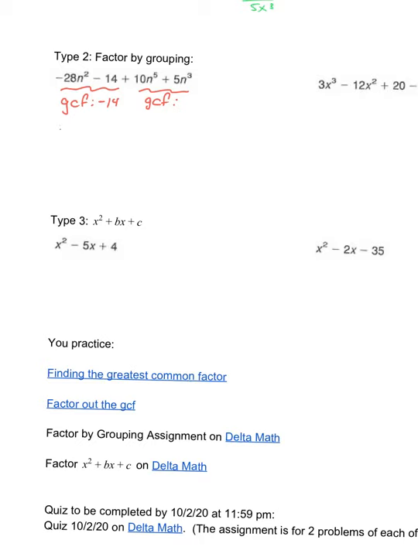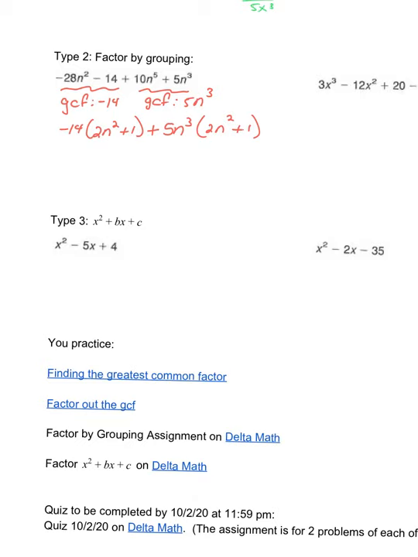So when I take -14 out of these 2 terms, I am left with 2n squared plus 1. And you now get a plus 1 because you're dividing by -14. The second 2 terms have a 5n cubed in common. So I'm going to go ahead and take out the 5n cubed, and that leaves me with 2n squared plus 1 when I divide.